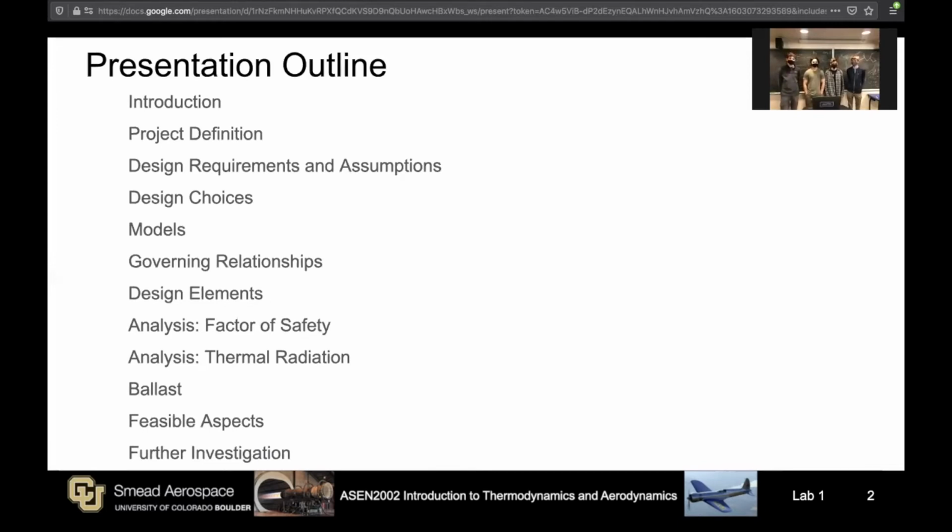And in this presentation, we're going to go through the project parameters, design choices, and models that we made in order to make the perfect model for this lab. But we'll be going over governing relationships and design elements, as well as all the analysis we did to bring you the perfect model.